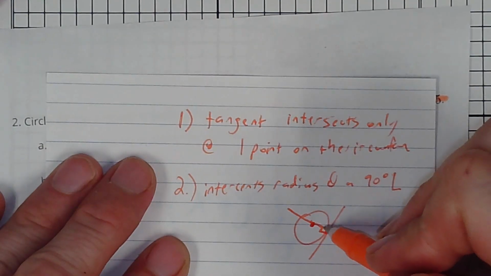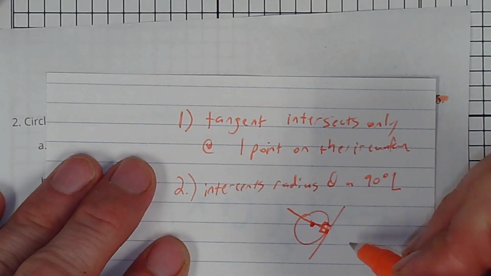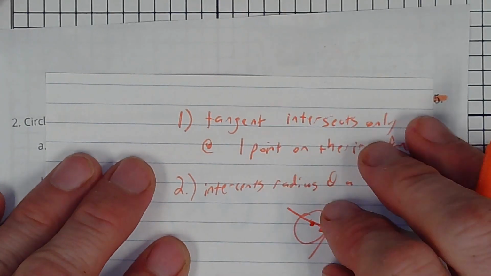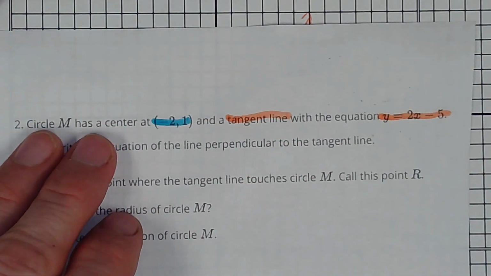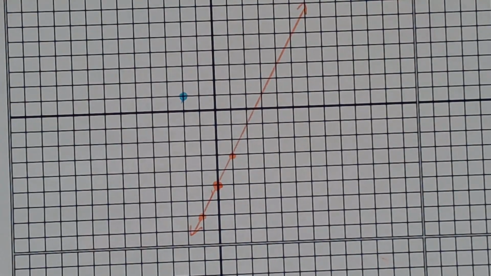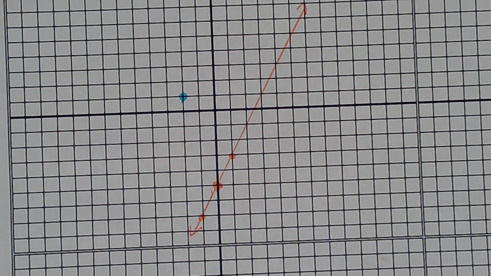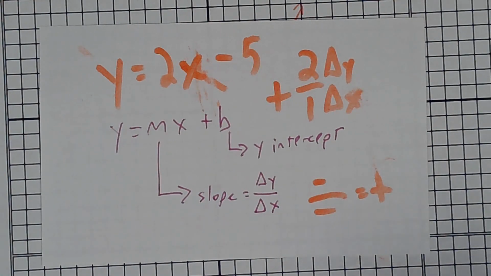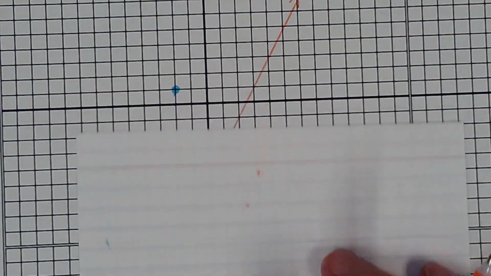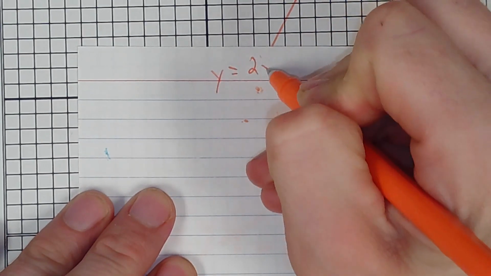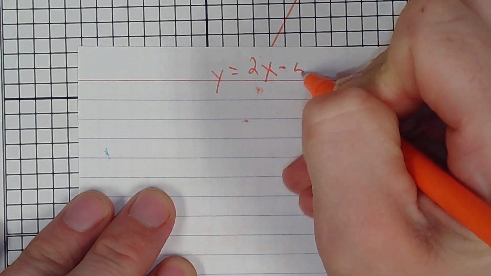And that it's going to be perpendicular to my tangent line. So that's some important information. Let's look at that. If that is my tangent line, I need two things from it. My tangent line was y equals 2x minus 5.